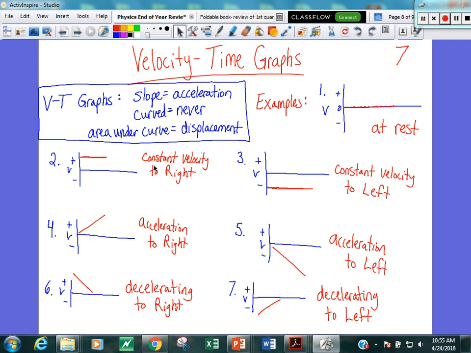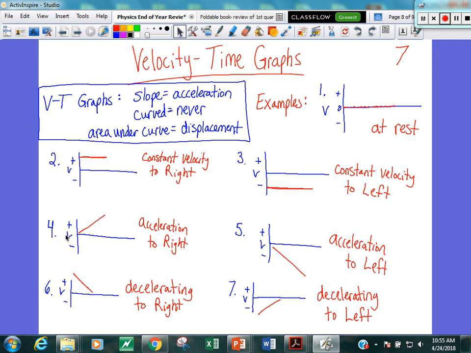Now, what if you see that horizontal line downstairs, like on example number 3? The velocity is negative, but it's a line with no slope, so it's not accelerating. So it's constant velocity, but now the velocity is negative, so it's to the left. Left in physics is negative. Okay, let's go to 4.